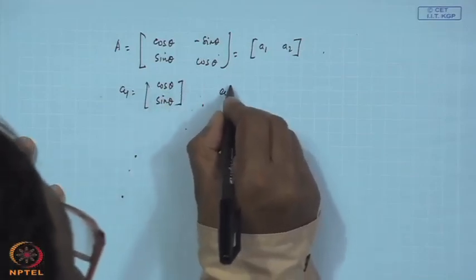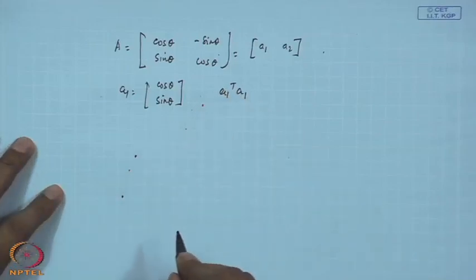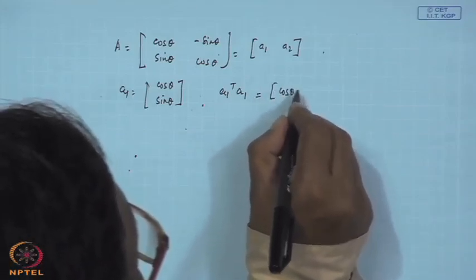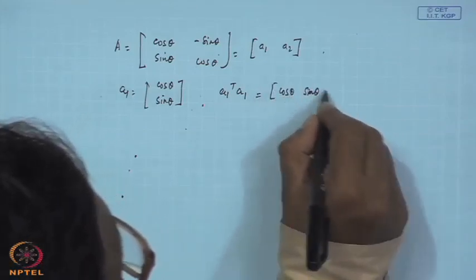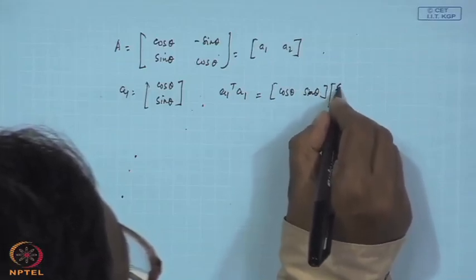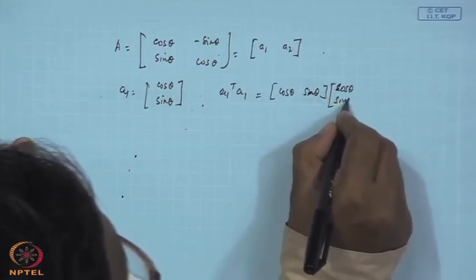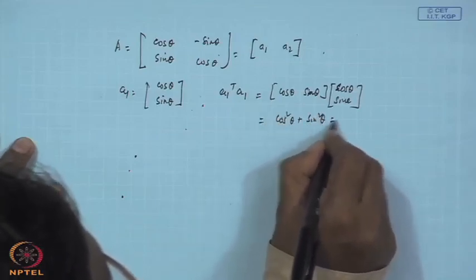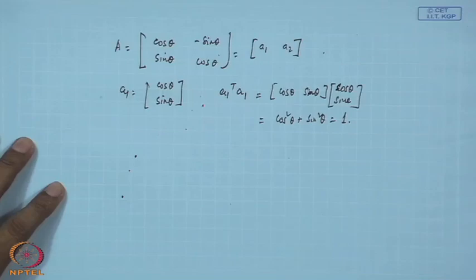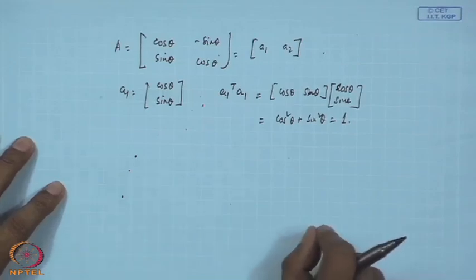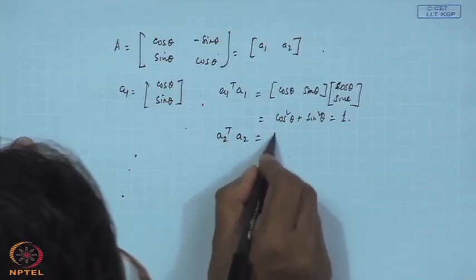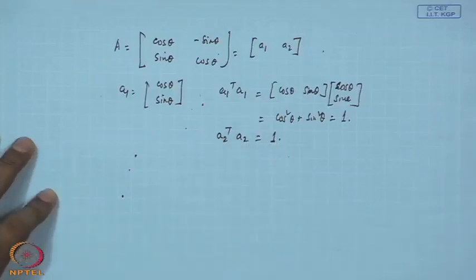Now, if I want to know what A1 transpose A1 is, what will be the value here? Cos theta sin theta into cos theta sin theta will be cos square theta plus sin square theta, which is 1. Similarly, you will get A2 transpose A2 equal to 1.